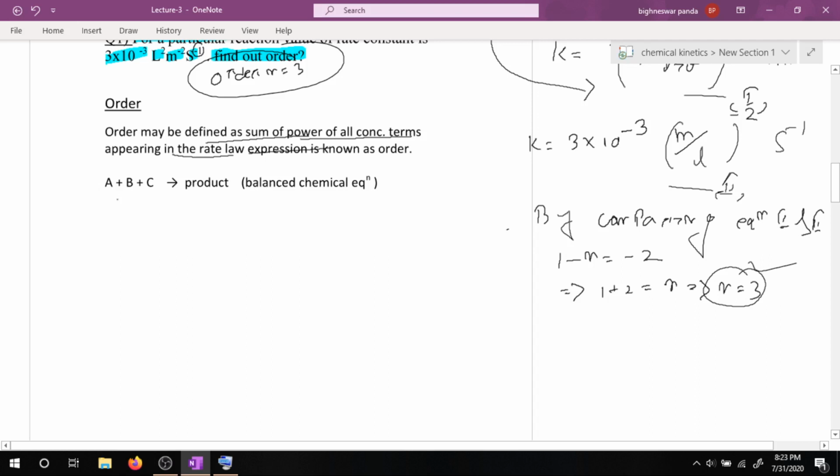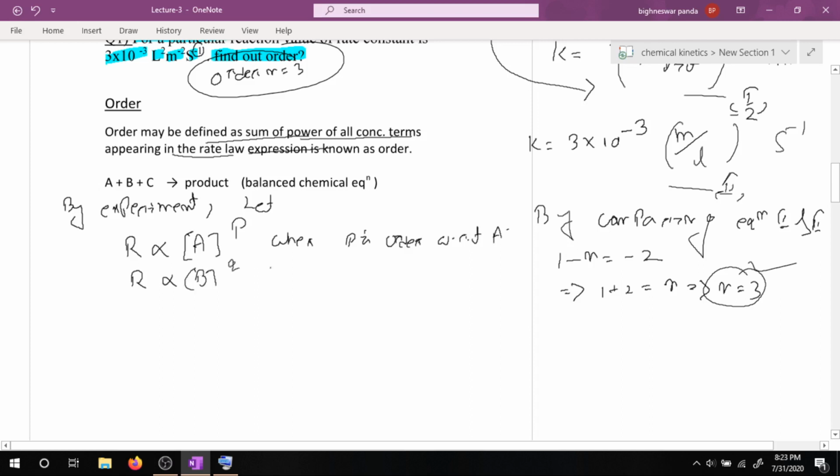I can say that by experiment, let rate R be directly proportional to [A]^P, where P is the order with respect to A, and similarly R is directly proportional to [B]^Q, where Q is the order with respect to B. Similarly, R is directly proportional to [C]^R, where R is the order with respect to C. So these are experimental data.